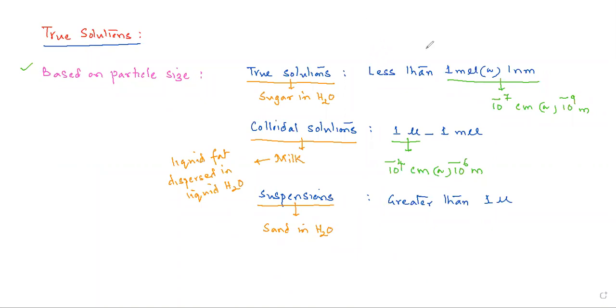Now let me tell you why I named that chapter as true solutions. Why not solutions simply? Let me take sugar in water, and of course, milk also. Let me take these two into consideration. Sugar in water appears to be homogeneous to naked eye. Even when examined using ultra microscope, it appears to be homogeneous.